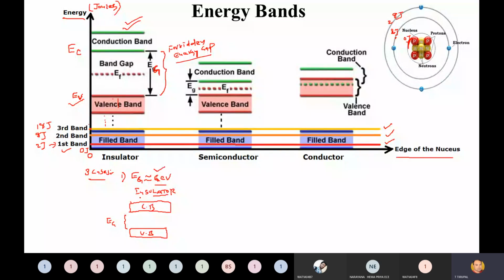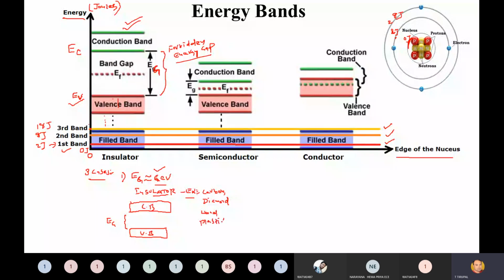What are the best examples of insulators? Carbon is the best example. Diamond. Diamond is the best example of insulators. These are technical examples. Natural examples are wood and plastic. These are natural examples.